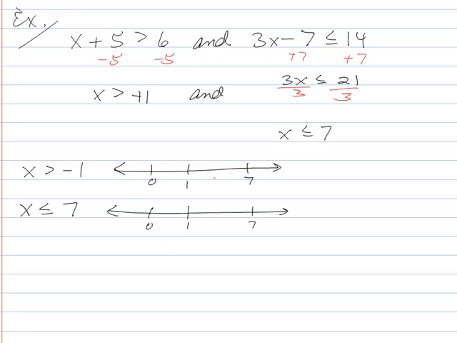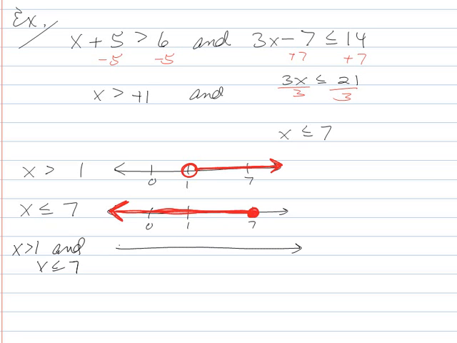Okay, so on the top guy, positive 1. The top guy, he's greater than 1. So open circle and off to the right, or open parenthesis and off to the right. Less than or equal to 7, closed circle and off to the left, or bracket and off to the left. And I can say that x is greater than 1 and x is less than or equal to 7 is going to be where these intersect.